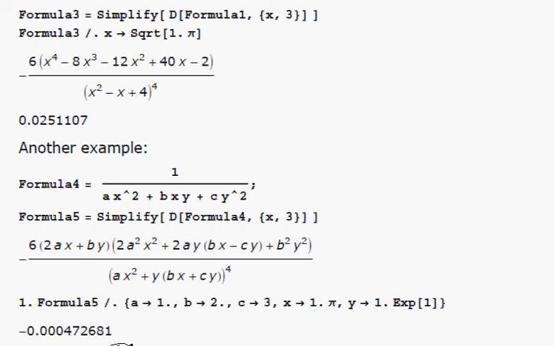Of course, if you just plug in x and y, it's going to show you the result with a, b and c in it. So this is how you find derivatives and the values of the derivative in Mathematica.